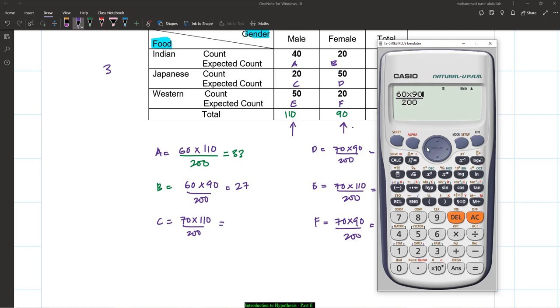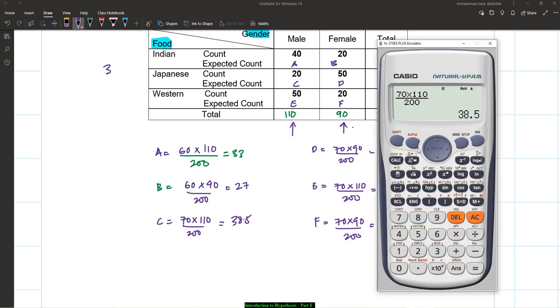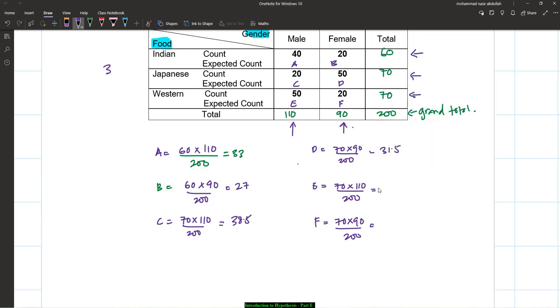Right? And then for C, 70 multiply with 110 divided by 200 should be equal to 38.5. And then for D, it should be 70 multiply with 90 divided by 200 should be equal to 31.5. So this one is same as this one, should be 38.5. This one same as D, this one is 31.5.